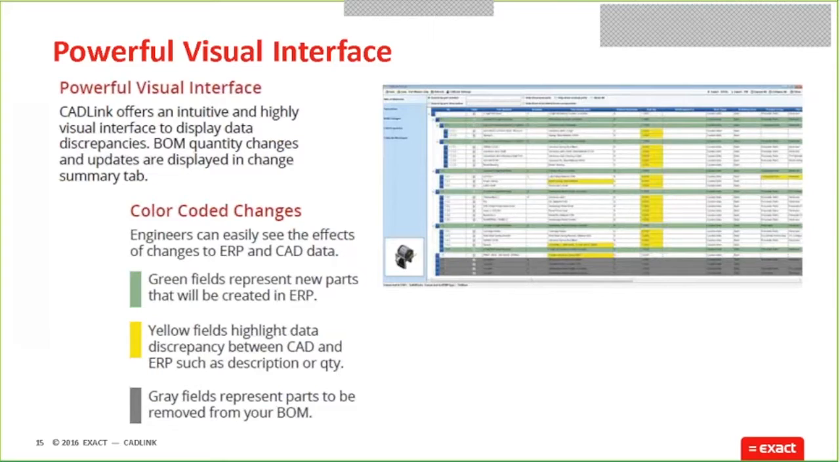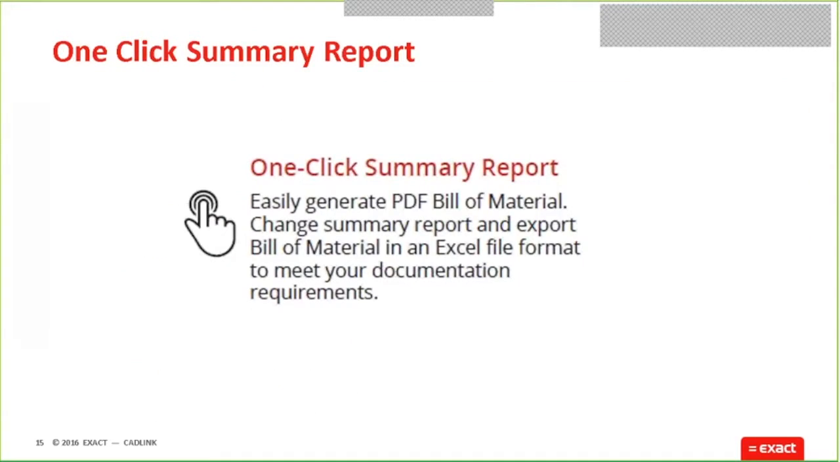The powerful visual interface includes color-coded changes so that the engineering team can visually see where items are not included in Max or where there are changes and discrepancies using the color coding that you see here on the screen. And then there's a summary report that's easily generated so that you can see the changes that occurred between the CAD package and your Max system, and that can be exported to meet any documentation requirements.